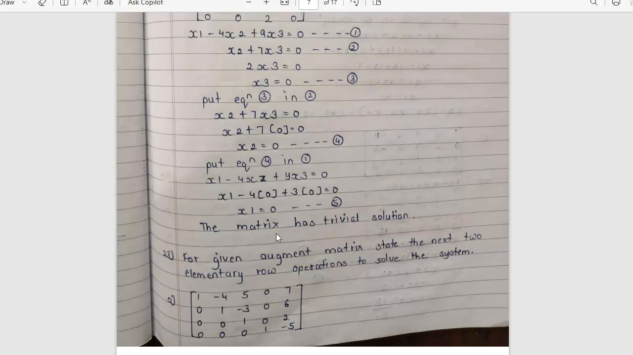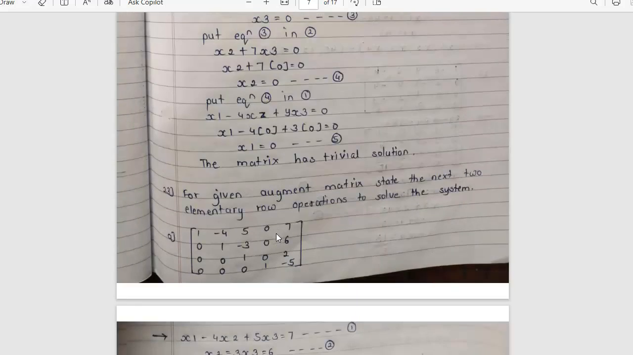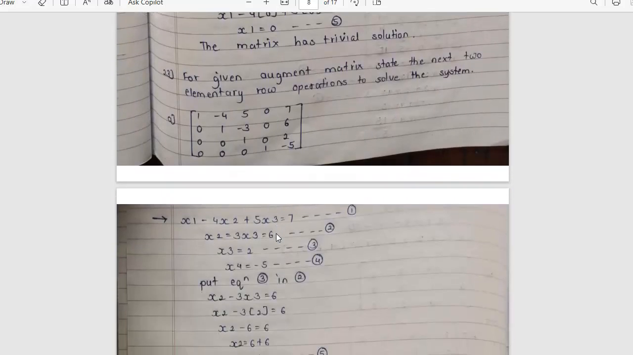Therefore the given matrix has a trivial solution, which means that all the variables have the values x1 equal to 0, x2 equal to 0, x3 equal to 0. Okay, so next we are given another matrix.